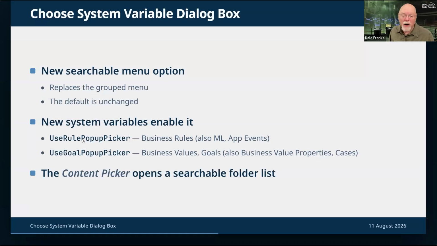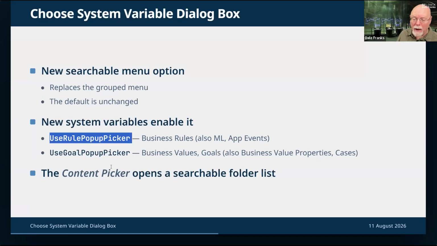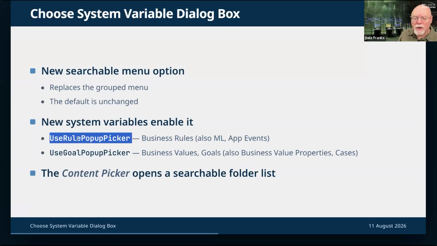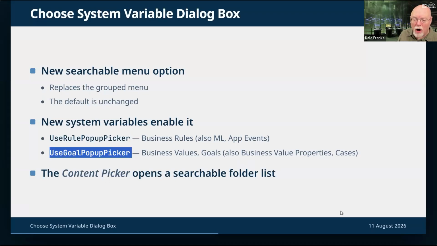But the two custom variables that go in your vars file are use rule pop-up picker, which controls business rules, also machine language items and application events, app events for journal controls. And then there's the use goal pop-up picker, which changes the search UI for business values, goals, and cases. When these two variables are set to true on your system, the default is false, so you won't see this by default. You have to intentionally enable this behavior.